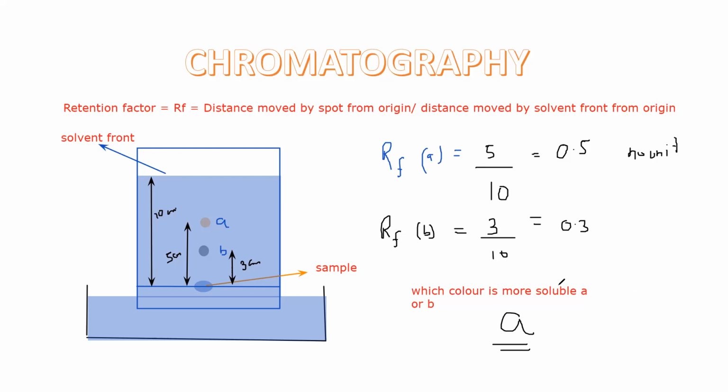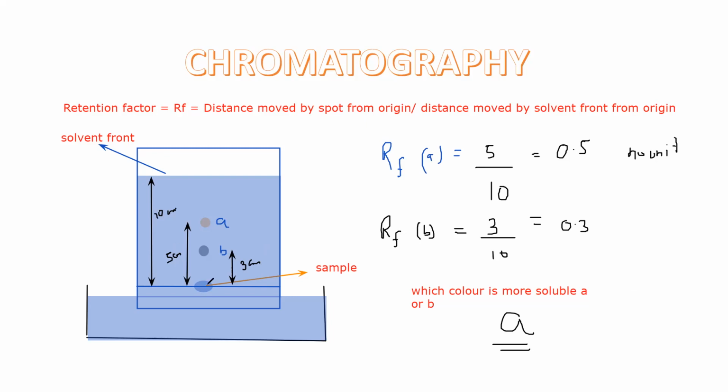Yes, Abdullah? Sir, but a few minutes ago you told us that the sample is more soluble. Look at what happened: the one which is more soluble will move with the liquid to a greater distance. So which point moves to a greater distance, A or B, or which dye or color moves to a greater distance from the origin in this example?